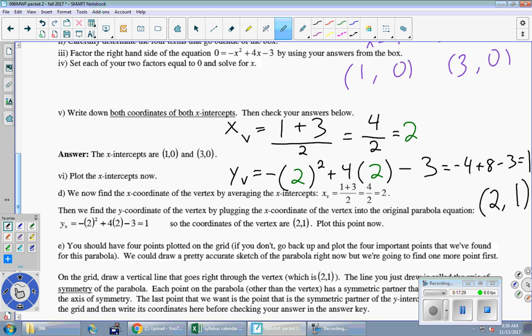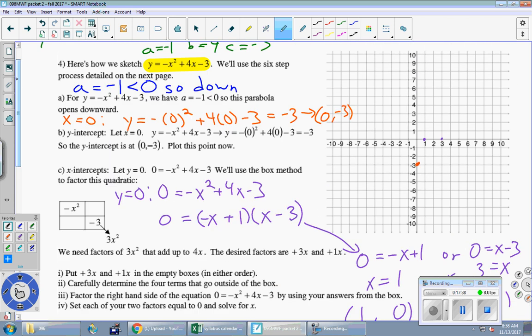It seems like there's a lot of steps, but it's really just these 5 that I've written on the board. And with a little bit of practice, it becomes pretty fluid. Let's plot that point, 2, 1. Right there.